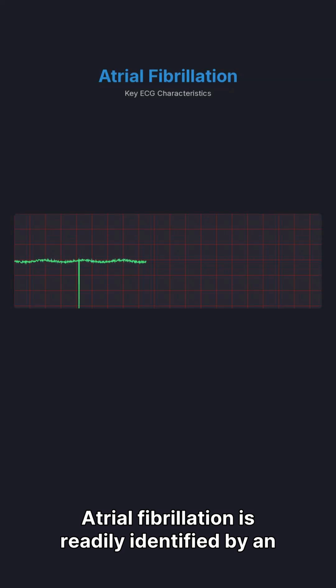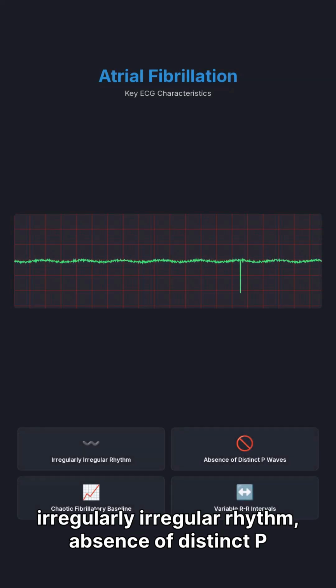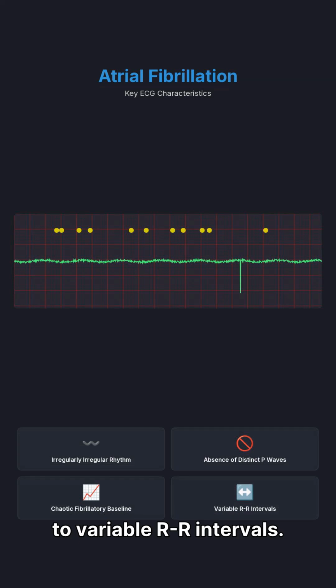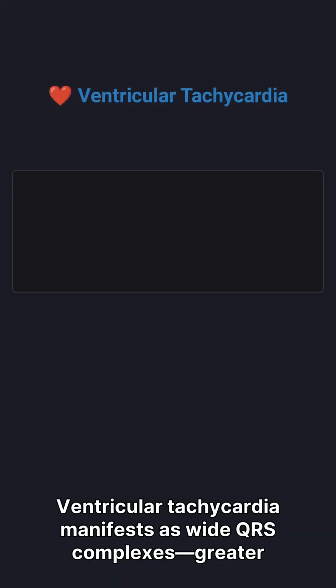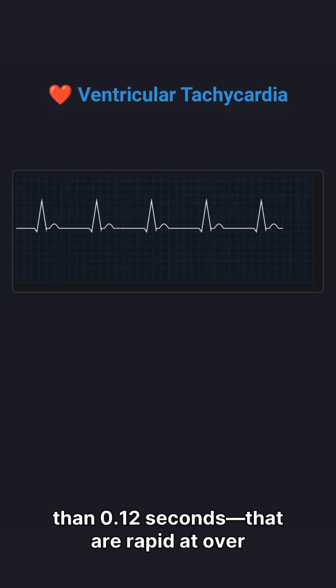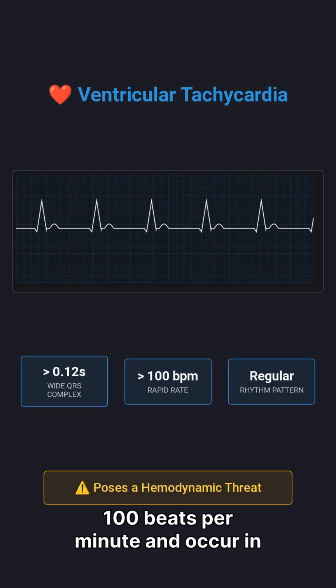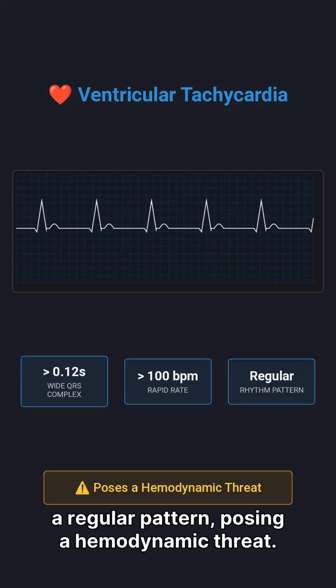Atrial fibrillation is readily identified by an irregularly irregular rhythm, absence of distinct P waves, and a chaotic fibrillatory baseline, leading to variable RR intervals. Ventricular tachycardia manifests as wide QRS complexes, greater than 0.12 seconds, that are rapid at over 100 beats per minute and occur in a regular pattern, posing a hemodynamic threat.